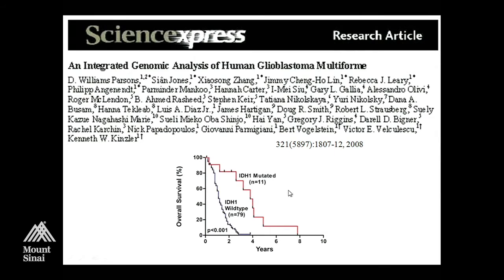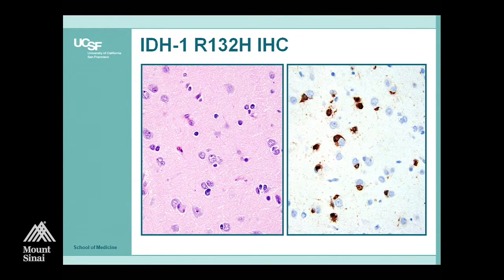IDH1 mutations had a much better survival. They tended to be younger. They tended to have lower grade precursors that then progressed to GBM. And lo and behold, when people looked at lower grade gliomas, both astrocytomas and oligodendrogliomas, up to 80% or more of those tumors had these IDH mutations. Most of them involved IDH1, a much smaller percent involved a homologous gene called IDH2. So this, in fact, is probably the single most common mutation in a very large group of diffuse gliomas. And in fact, 90% of all the IDH1 and 2 mutations occur as a point mutation in IDH1 that converts arginine to histidine in codon 132.